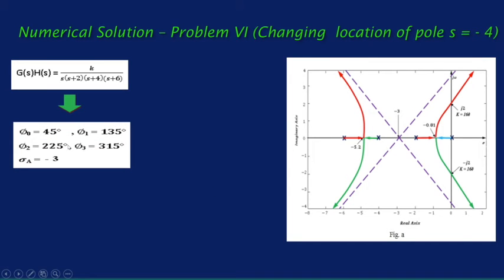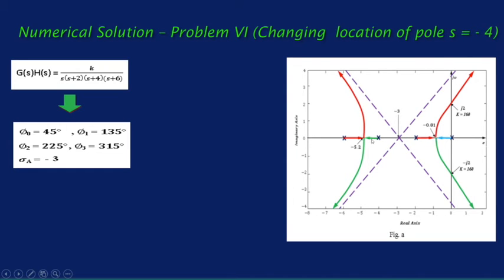Then there are 4 asymptotes, so 4 angles of asymptote. Then put k equal to 0, 1, 2, 3. Then we get the asymptote angles. And the center of the asymptotes is equal to minus 3. Then this is minus 3, and draw the asymptotes. One is a 45-degree angle, another is a 135-degree angle, the third one is a 225-degree angle, and the fourth one is a 315-degree angle.